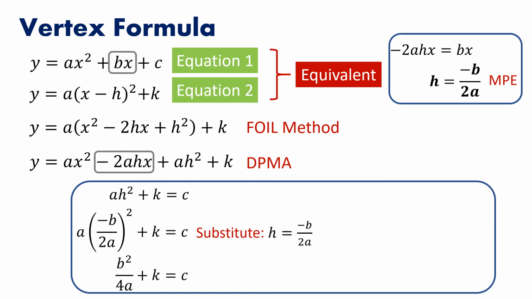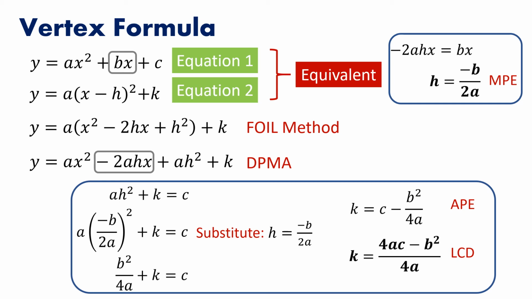To solve for k, which is essentially the y-coordinate of the vertex, we apply the addition property of equality and we end up with the equation k equals c minus b squared over 4a. We look for the least common denominator of the two terms and rewrite these terms into one single fraction. Hence, we end up with the equation k equals 4ac minus b squared all over 4a.